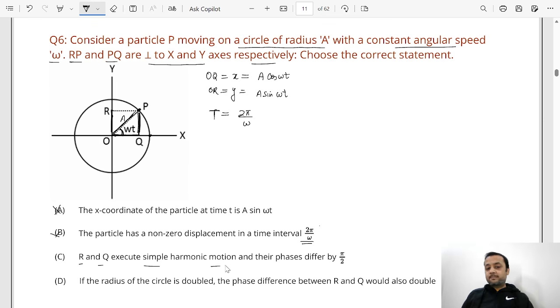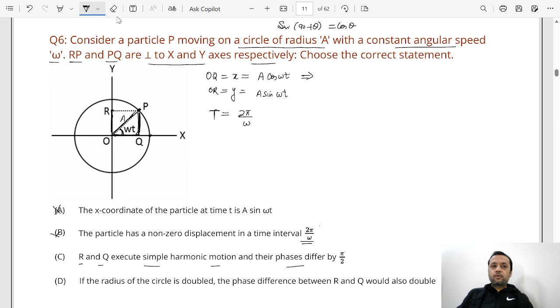R and Q execute simple harmonic motion. If you look at R and at Q, clearly OQ, which is nothing but the X, is performing simple harmonic motion, because you can see that A cos omega t is also a sinusoidal equation. Some of you believe that only the sine function represents a sinusoidal equation or SHM function. That is not right. Sine and cos both represent sinusoidal variation, or you can say SHM functions. In fact, you must have been taught a formula in mathematics that sine of 90 plus theta is cos theta, right?